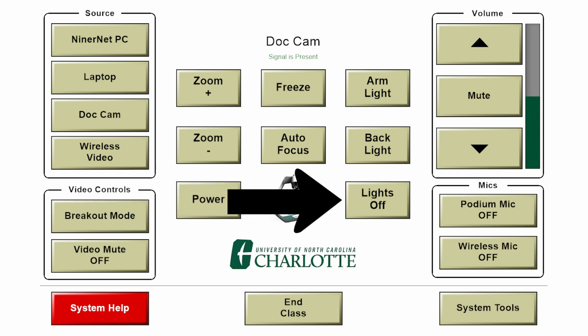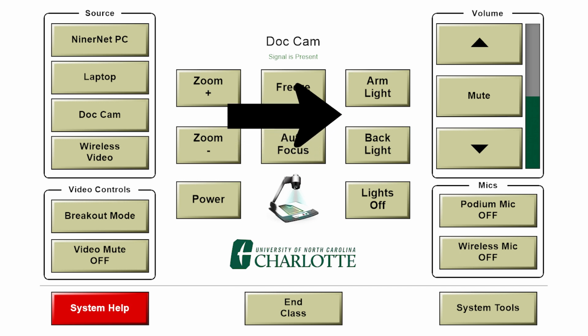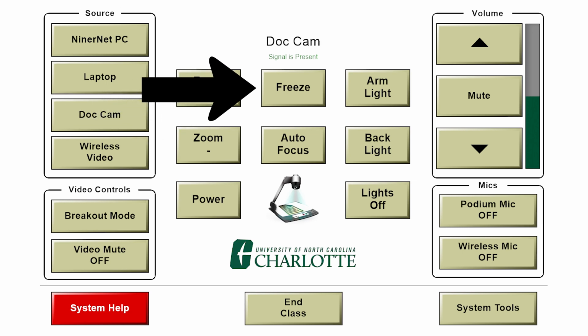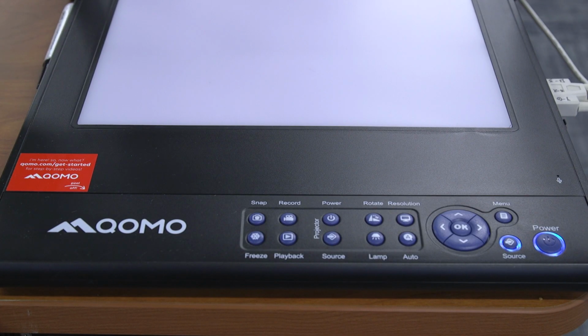You can use this panel to adjust the lights on the document camera by turning off all lamps or turning on the arm or back lamps individually. You can also use this panel to zoom the camera in or out or freeze the image. There are also buttons on the document camera itself to control these features. To return to the main menu and no longer show the document camera screen, you can press the button of the source you want to use.